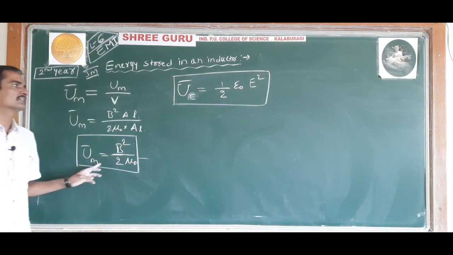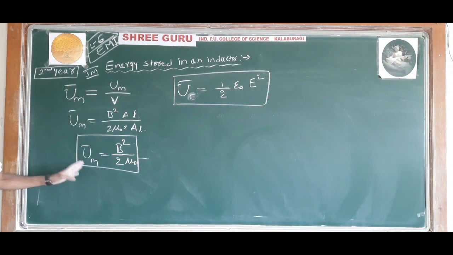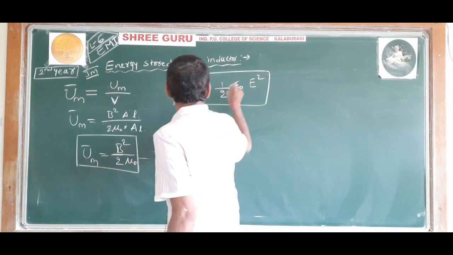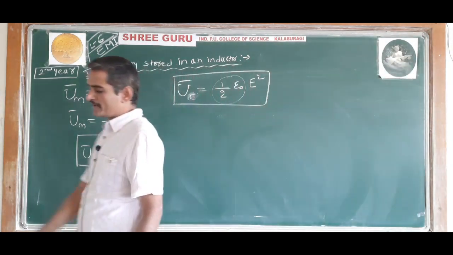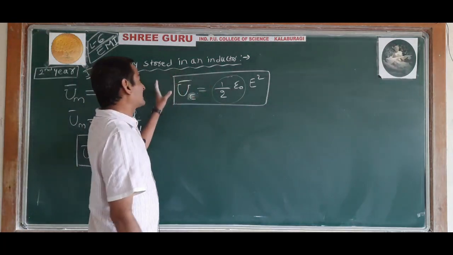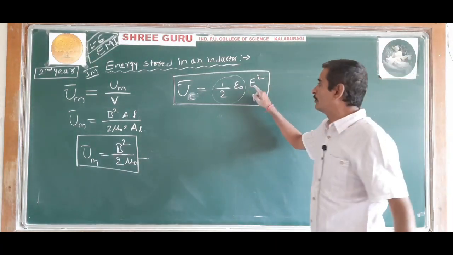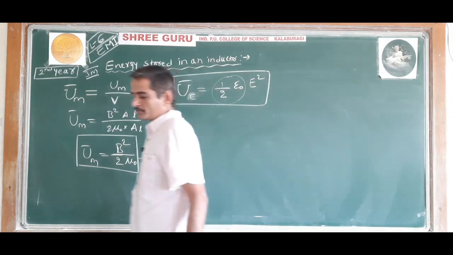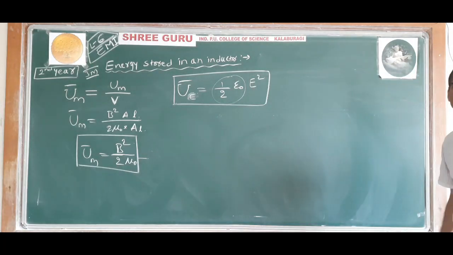Now compare these two formulas. This is electrical energy density stored in a capacitor. This is magnetic energy density stored in an inductor. What do you observe? These things are constant. So we observe that the magnetic energy density of an inductor is directly proportional to the square of the magnetic field, just like the electrical energy density of a capacitor is proportional to the square of the electric field. Understood? So both come out to be similar.